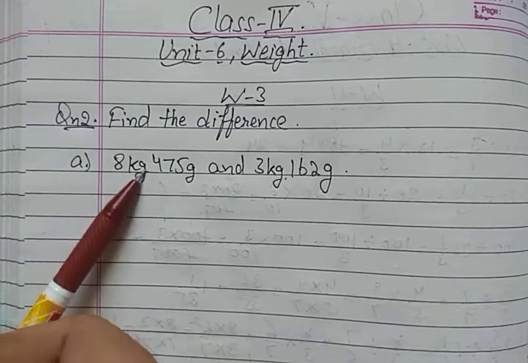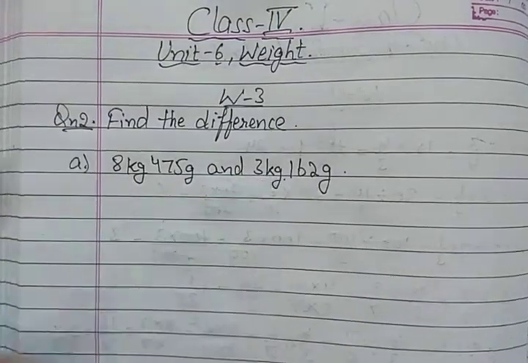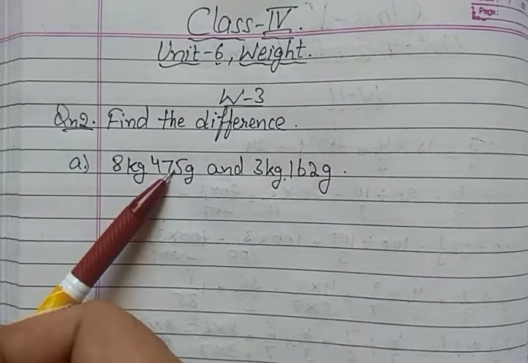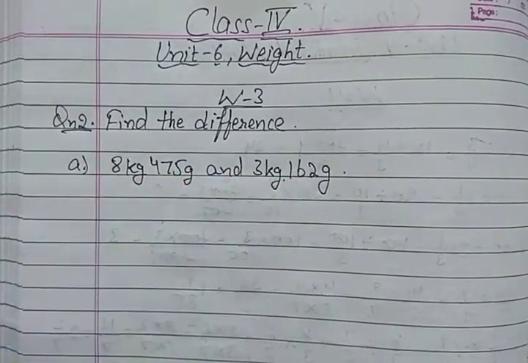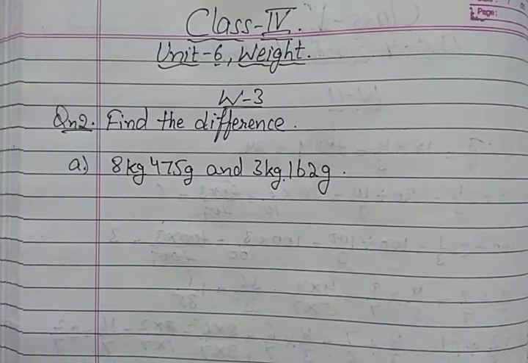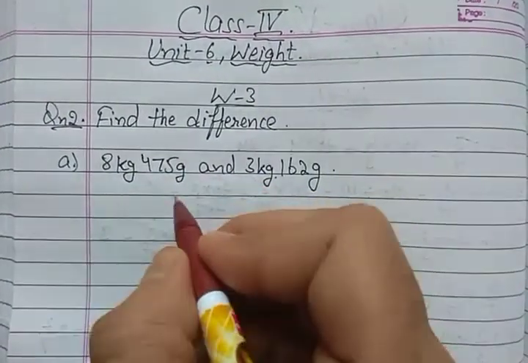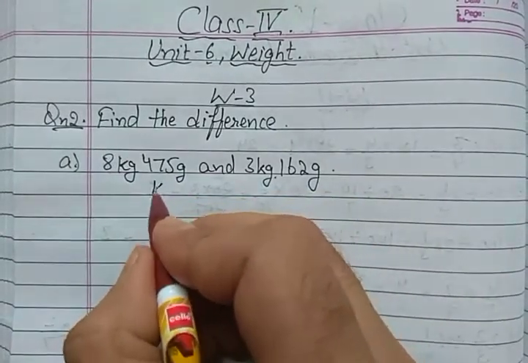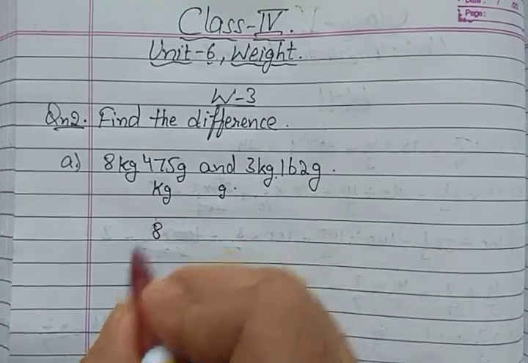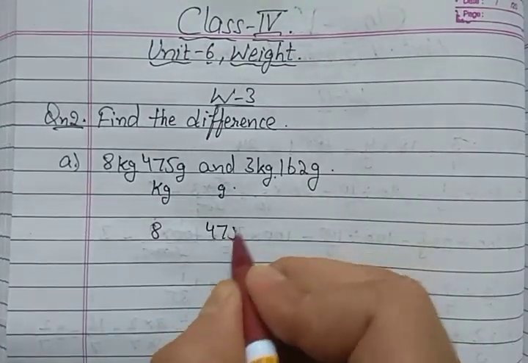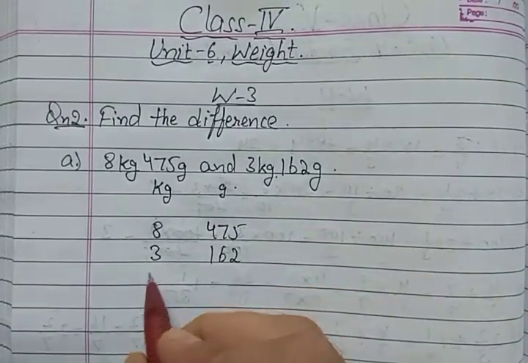So here 8 kg and 3 kg. Which one is greater? 8 kg is more than 3 kg, so there is no need to compare the grams. So 8 kg 475 grams is more than 3 kg 162 grams. You know how to subtract. First of all we will write the units, kg and grams, and then write the numbers: 8 kg 475 grams and 3 kg 162 grams.